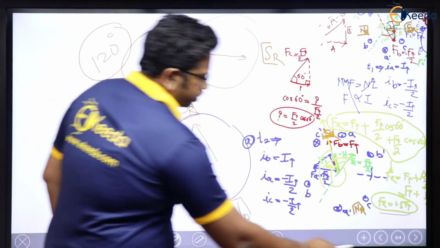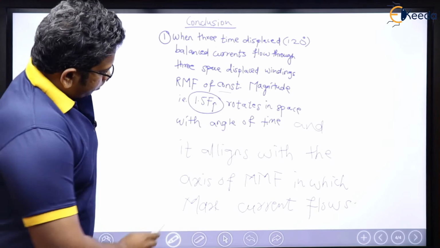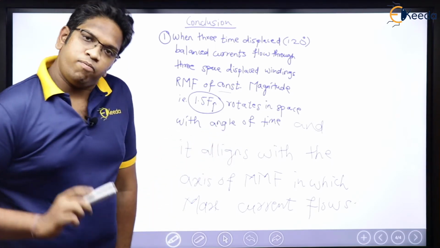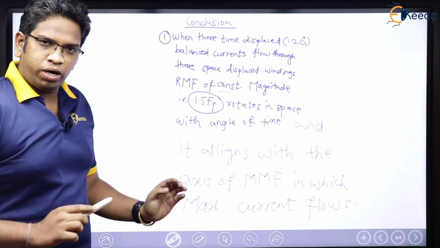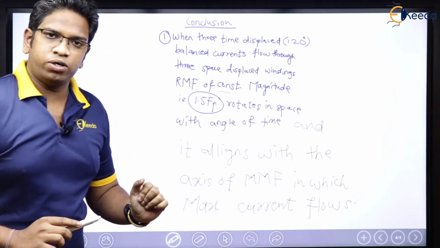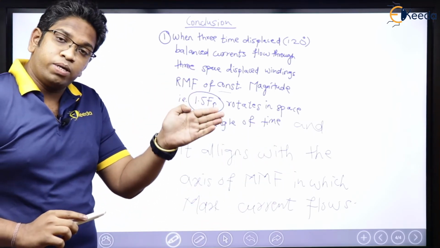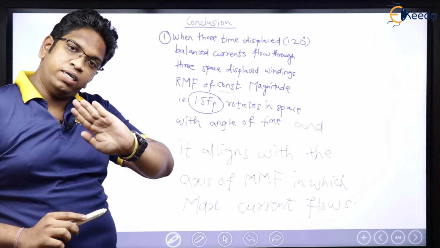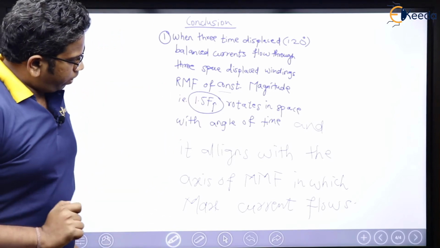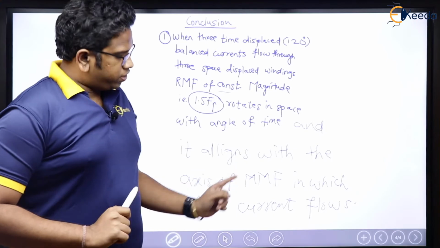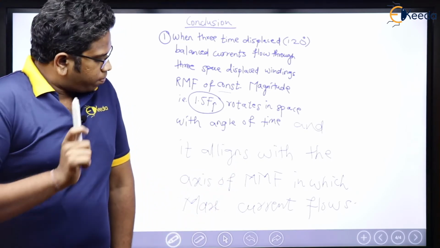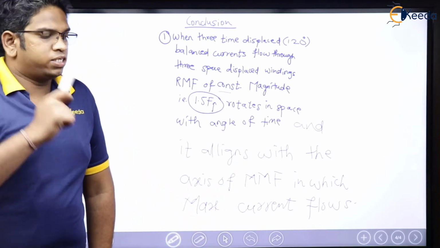Now see here, very important. This angle of time we have understood, which means in time you have to wait for 120 degrees in order to have 120 degrees displacement of the rotating magnetic field in space. We have seen that. But see here, and it aligns with the axis of MMF in which maximum current flows. What is the meaning? Let us understand.